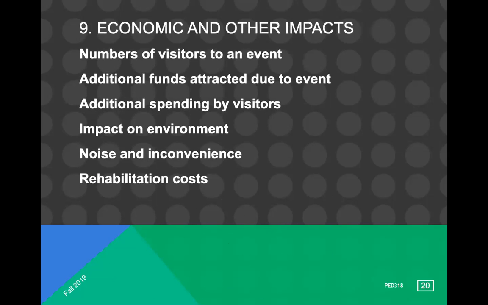And the last one of the dimensions is economic and other impacts. Numbers of visitors to an event, additional funds attracted due to an event, additional spending by visitors, impact on environment, noise and inconveniences, and rehabilitation costs. I know right now during the pandemic, this is probably the hardest thing that organizations are going to have to go through about who's coming, who's going, because I know football stadiums just allowed fans to start going, but it's not nearly as many people as were coming. But there's additional cost to that.